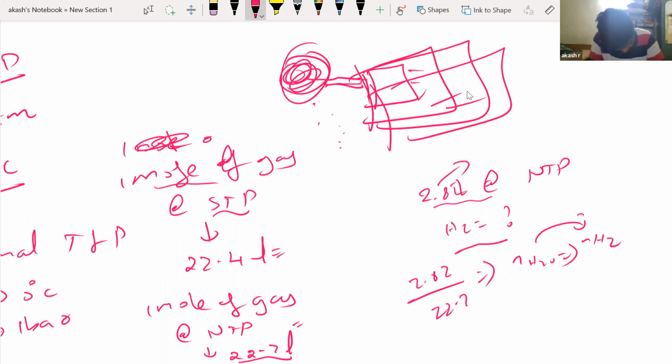See, they are telling that from a cylinder containing H2 gas at 20 atm and 27 degrees Celsius, the cylinder can hold 2.82 liters of water at NTP. The cylinder can hold. So it doesn't mean that the cylinder already contains 2.82 liters of water. They're telling that the cylinder can hold 2.82 liters of water at NTP. Then there is no use of that sentence, sir.